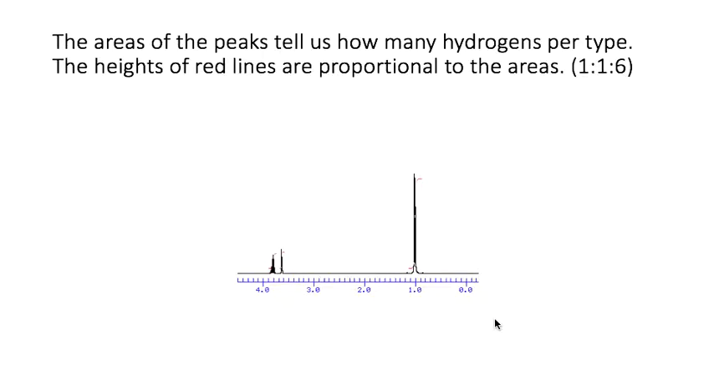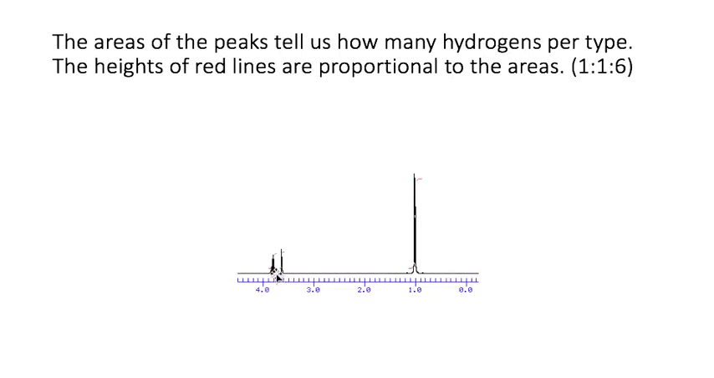The area of the peaks tells us something also. So not only the type of environment, but how many hydrogens are in that environment. So right here, we've got this big peak, and these red lines here, the machines are actually measuring the areas under these curves, and they're showing it as a height. And for those of you in higher maths, that's an integration process. Other than that, we don't need to know how we get that information.